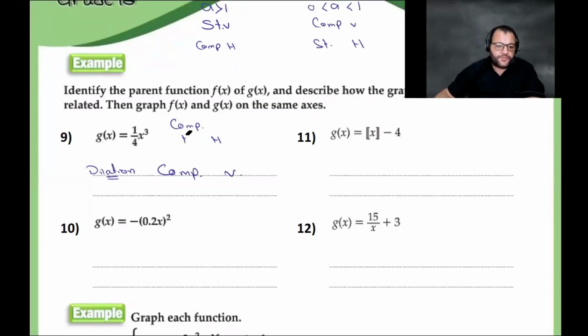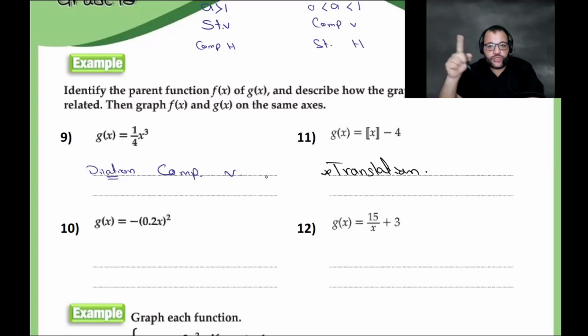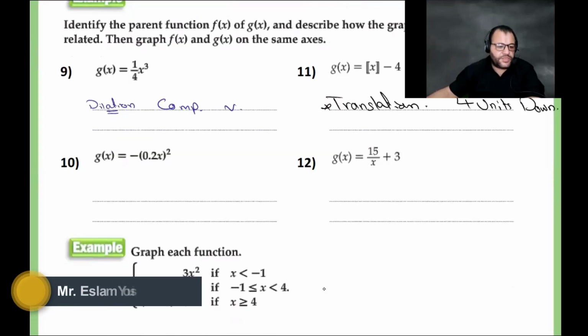Number 11. What is the type of the transformation that we have for number 11? We have a translation across the y-axis. Translation inside or outside? Outside. It will affect y, by shifting 4 units down. Okay, the second one.